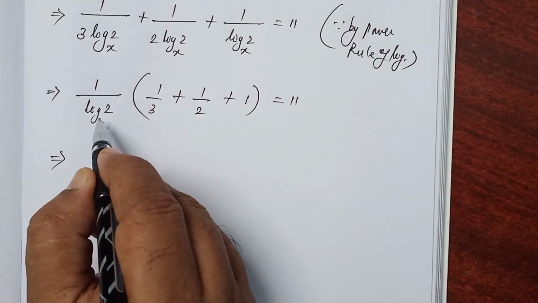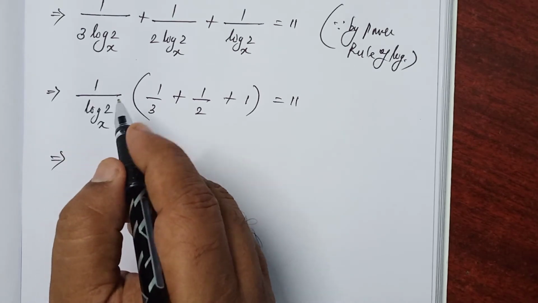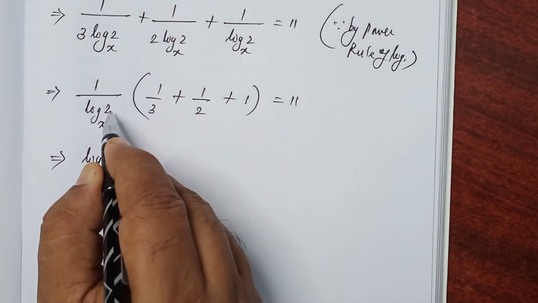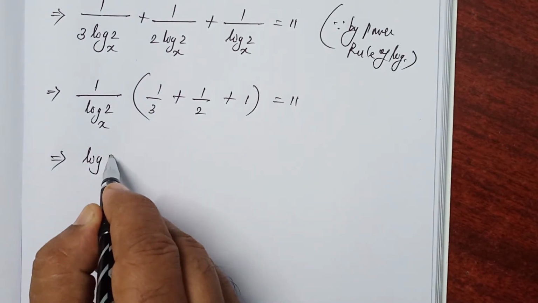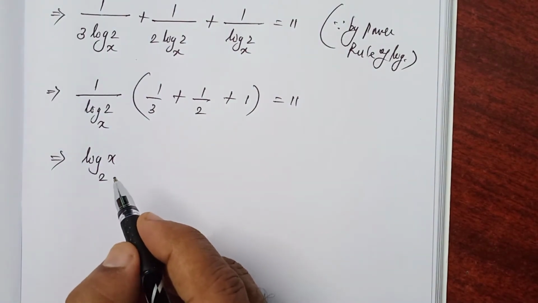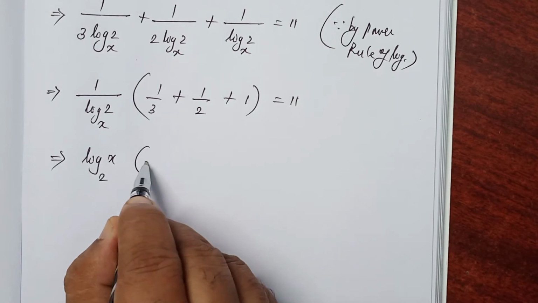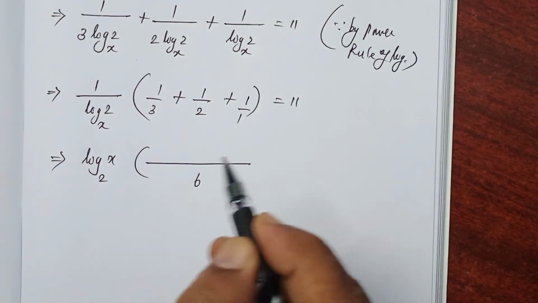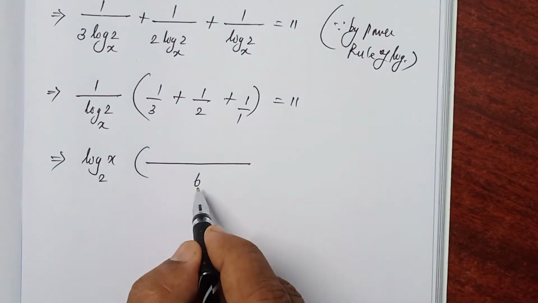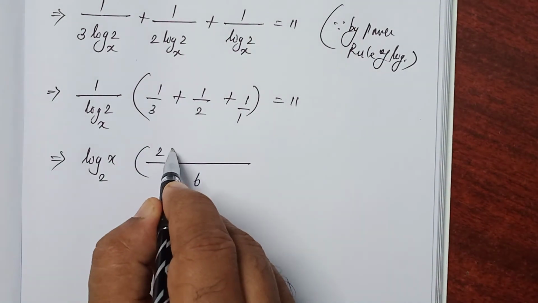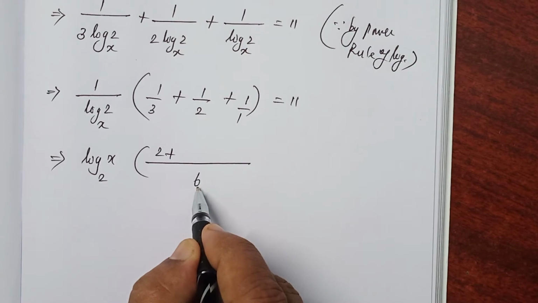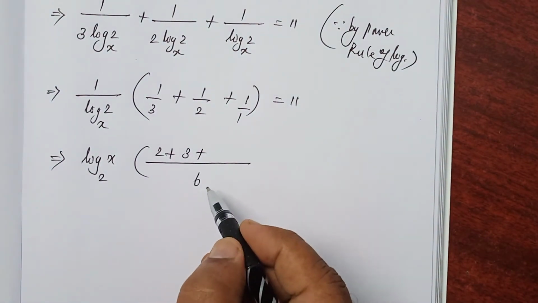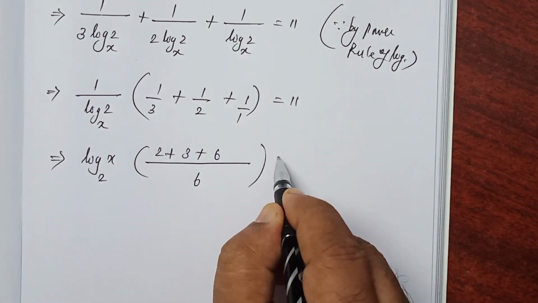Again, by the change of base rule, this expression can be written as, when it comes to a numerator, you have to interchange base and index. Log 2 to the base x becomes log x to the base 2 plus LCM 6, 3 and 2 LCM 6, you write 1 as 1 by 1. 3 table for getting 6, 2 times 2 ones are 2. 2 table for getting 6, 3 times 3 ones are 3. 1 table for getting 6, 6 times 6 ones are 6, that is equal to 11.